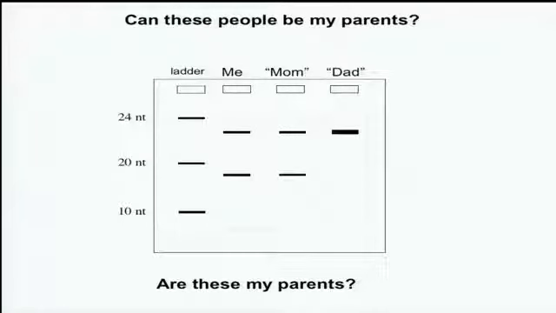So now let's go back and look at the gel I was just showing you. I've now labeled the lanes a little bit differently. I've labeled one person as me, another person as the person I refer to as mom, and another person as the person I refer to as dad. And I have 2 questions for you. Using the data in this gel, can these people be my parents? And my second question is, are these people my parents?